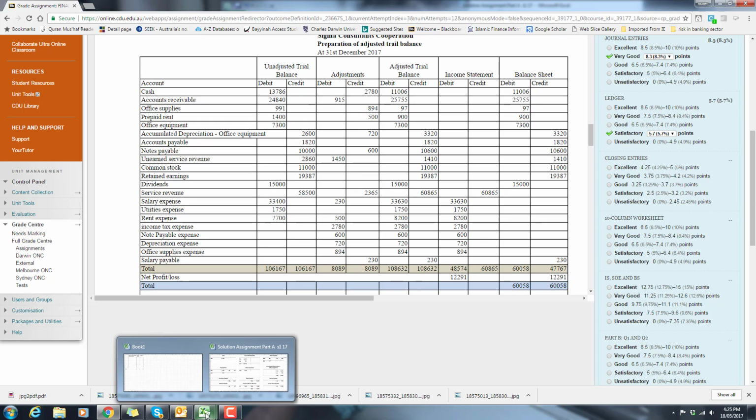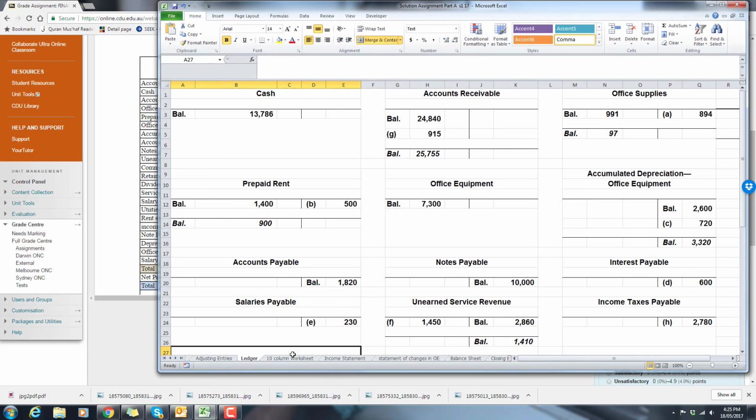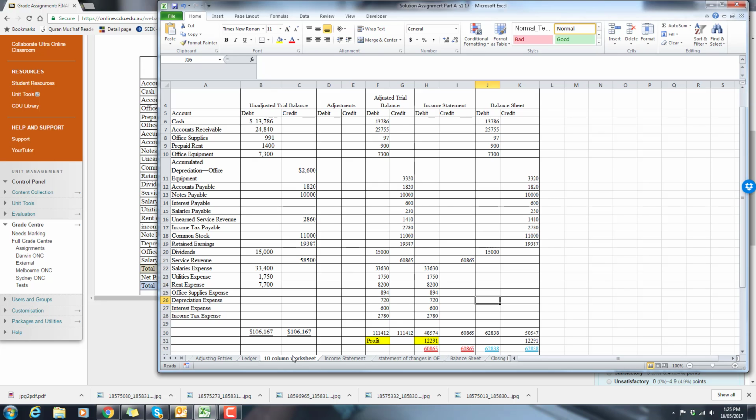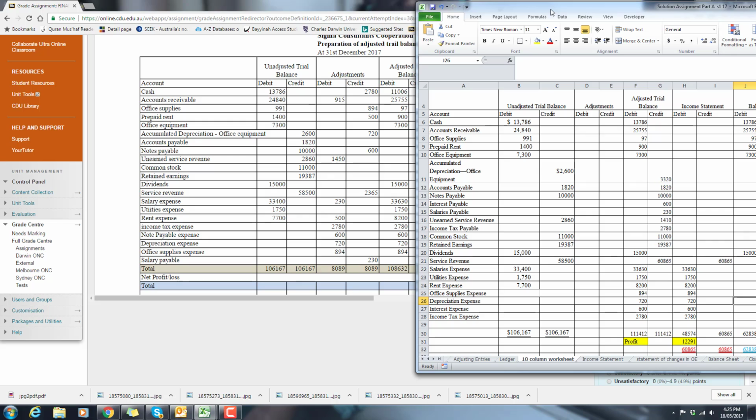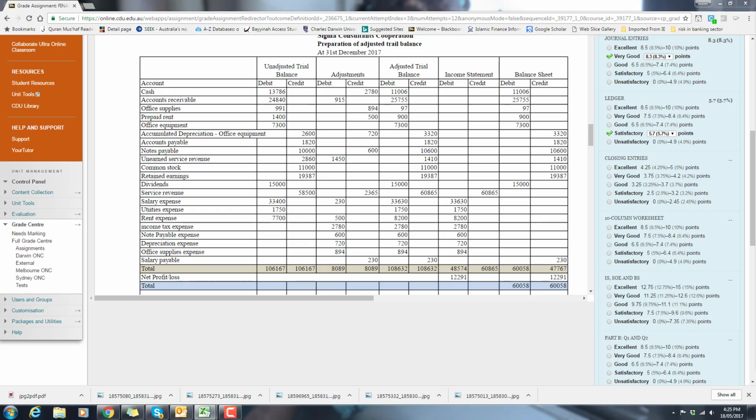If I see my guideline for solution, it shows me the 10 column worksheet. The first balance is supposed to be 106167. Students got it correct. And then adjustment, I didn't do the adjustment anyway, and then the adjusted trial balance should give us the result of 111412. So 111 is wrong, and this is also wrong. Somewhere the students made a mistake.